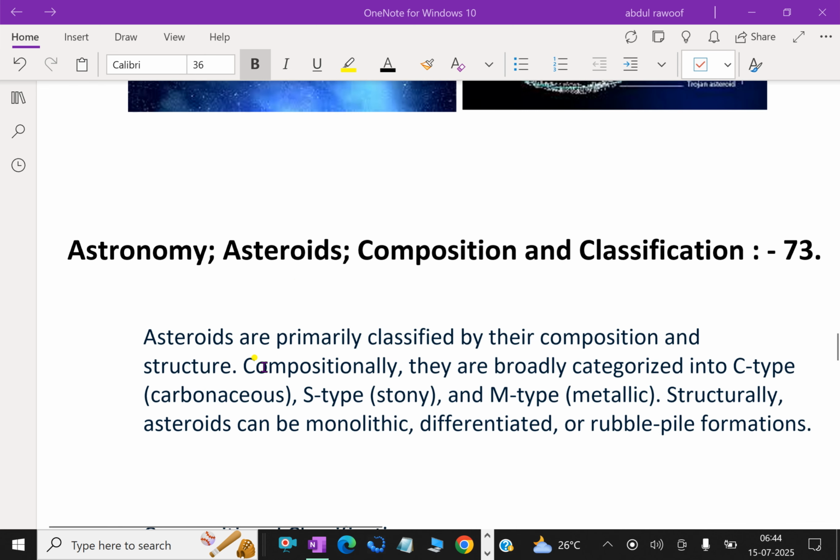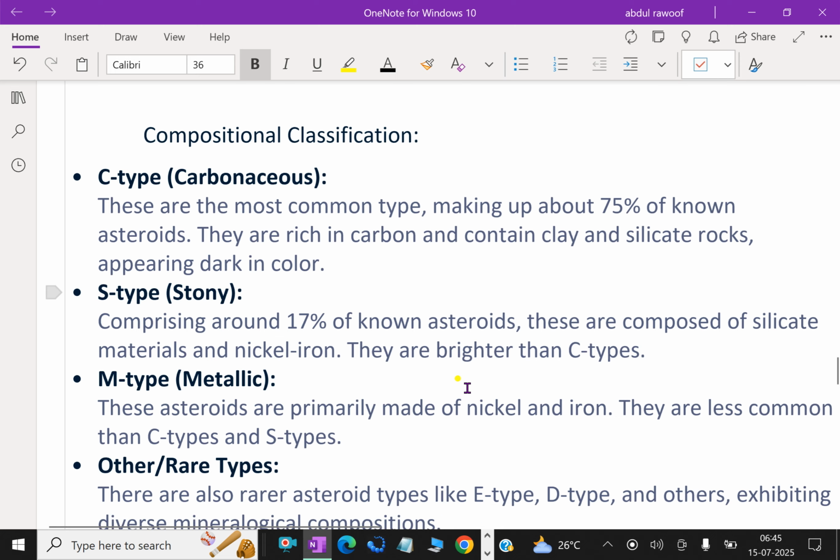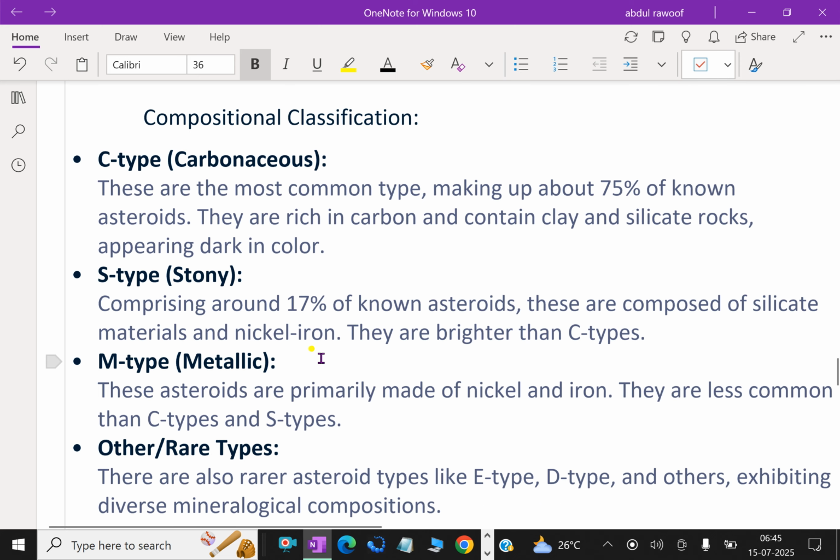Look at here. Asteroids are primarily classified by their composition and structure. Compositionally, they are broadly categorized into C type, that is carbonaceous, S type, stony, and M type, metallic. Structurally, asteroids can be monolithic, differentiated, or a rubble-pile formation. Compositional classification. Look at here.